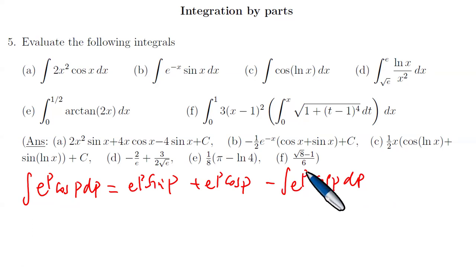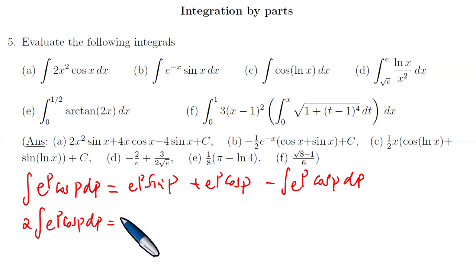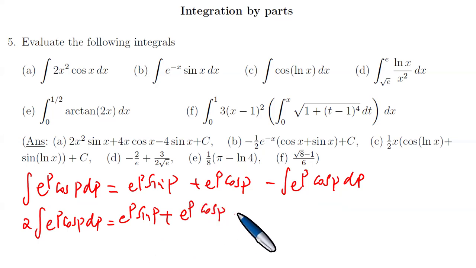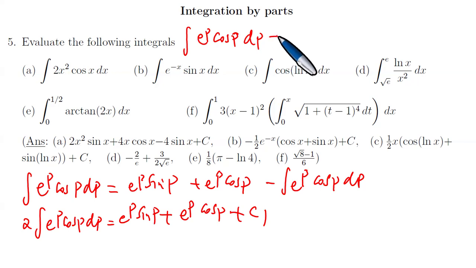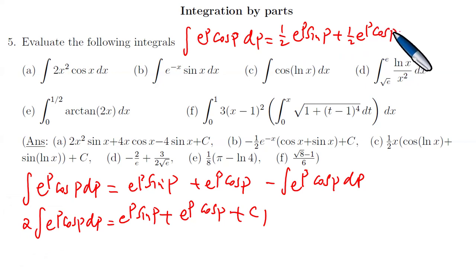And then we take this integral of e to the p cosine p, and with this one it becomes 2 times the integral of e to the p cosine p equals e to the p sine p plus e to the p cosine p, plus maybe a c1. Divide through by 2, and this gives us exactly the integral of e to the p cosine p dp equals 1/2 e to the p sine p plus e to the p cosine p plus c.